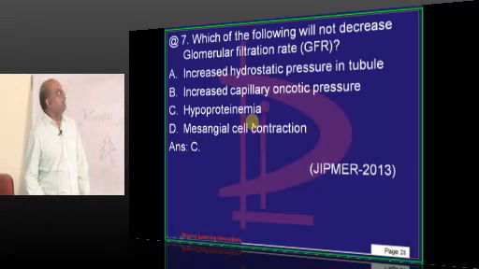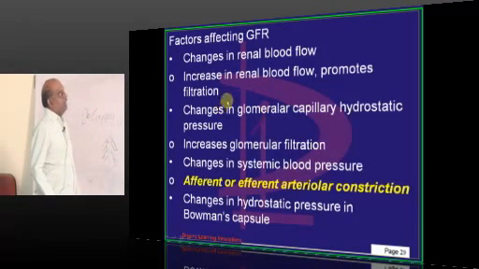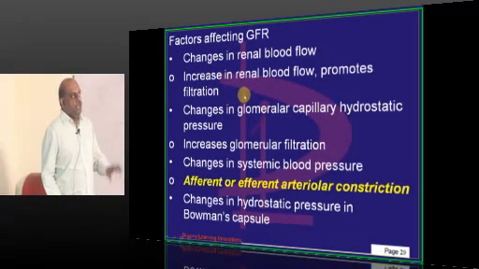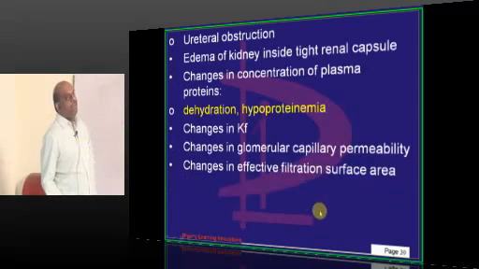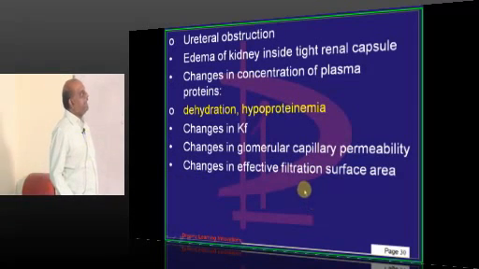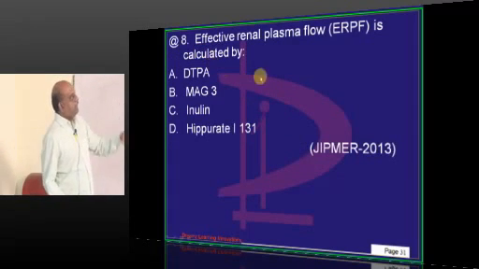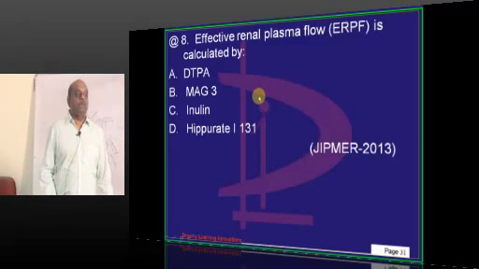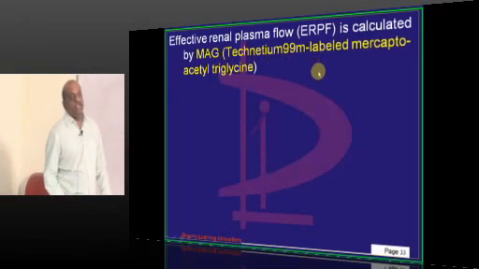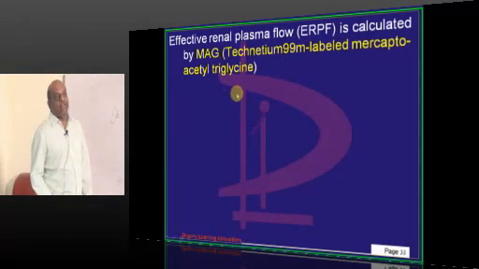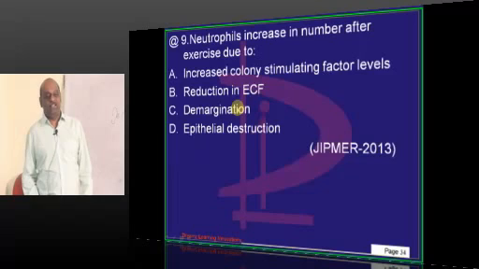Hypoproteinemia. What is the effect of it is important. So, what factors affect the GFR? The changes in the renal plasma flow and afferent and efferent arteriolar constriction and dilatation, changes in the concentration of the proteins, etc. Now, how will you calculate renal plasma flow? Effective renal plasma flow. Classically, it is MAG3, technetium 99 labeled mercaptoacetyl triglycine. Similarly, inulin is asked, para-aminohippurate is asked.